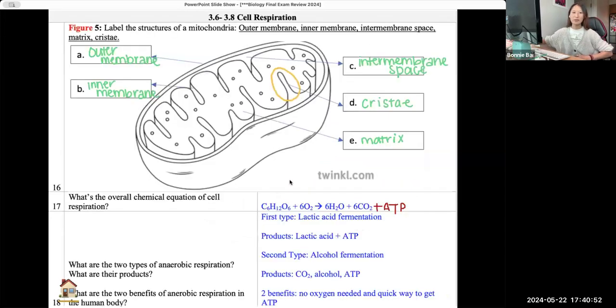So one of the other things that we're going to take a look at is the overall chemical equation of cell respiration. So if you know the equation of photosynthesis, you can take it and just flip it, and then add ATP to one end, and then you have the overall chemical equation of cell respiration.